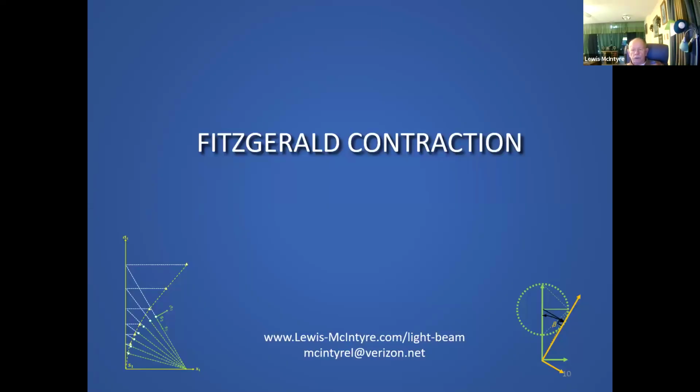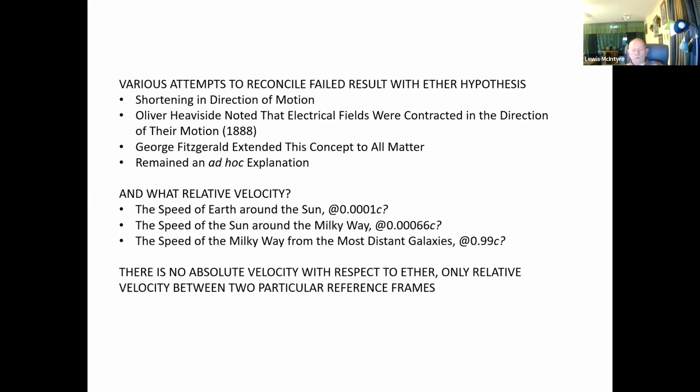Various theories were concocted to account for this null result. The Fitzgerald contraction had the greatest legacy. If the slower east-west path were somehow shortened in the direction of motion, this could null out the change in velocity. Oliver Heaviside noted that the electric fields were contracted in the direction of motion, and George Fitzgerald extended this to all matter without any theoretical basis.